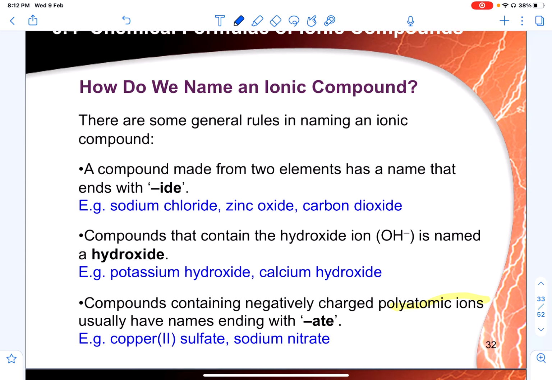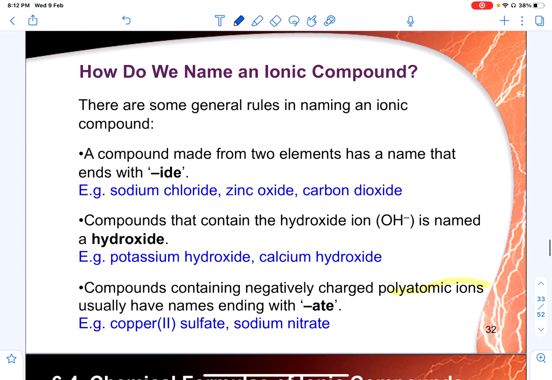And finally, if we look at compounds containing negatively charged polyatomic ions, which are basically ions that are made up of 2 or more elements combined together, they usually have a name that ends with ATE, like sodium sulfate, copper 2 sulfate, sodium nitrate. Now, one thing to take note is you could see that all these names are usually 2 words only. You rarely see 3 words kind of thing.